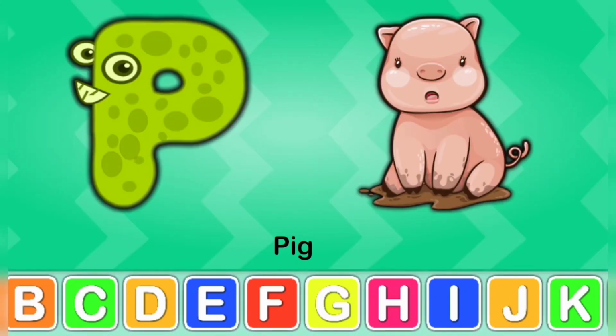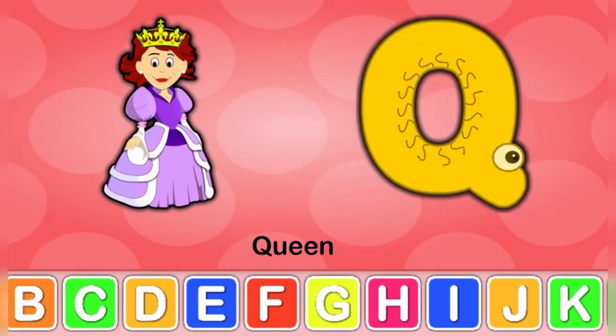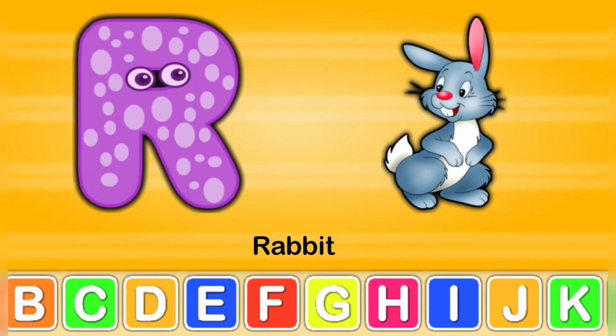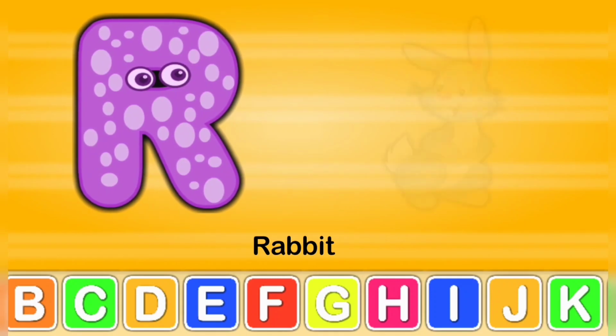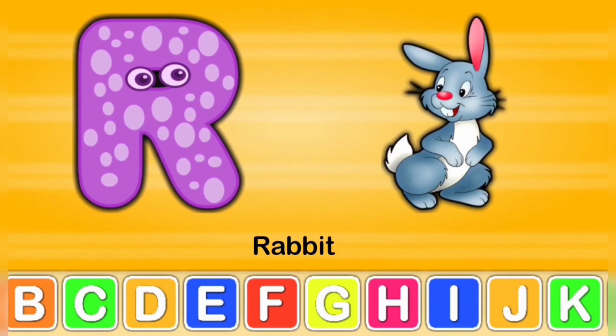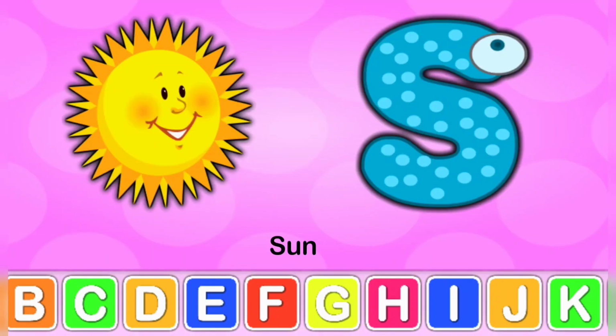P for pig. Q for queen. R for rabbit. S for sun.